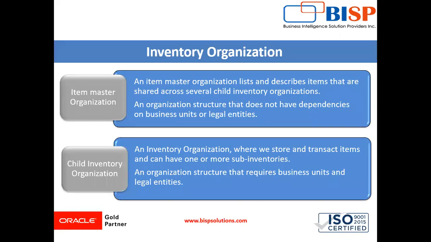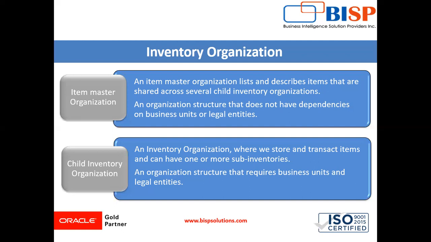In our previous sessions, we have already seen what the item master organization is and what the child inventory organization is. The item master organization is an organization where we describe the items, and the items are shared across several child inventory organizations. The structure of this item master organization does not depend on the business unit and the legal entity, because it is a virtual inventory. It is not a physical inventory.